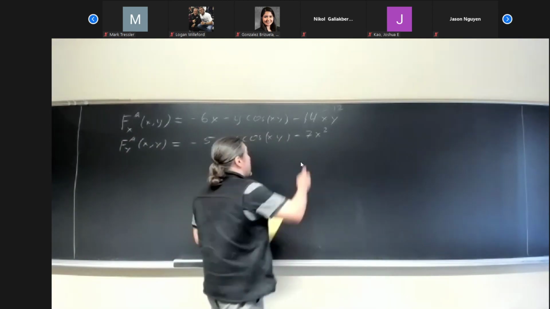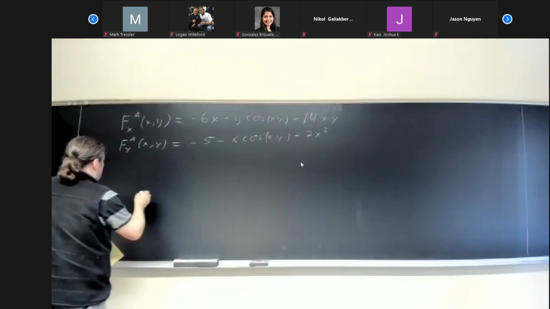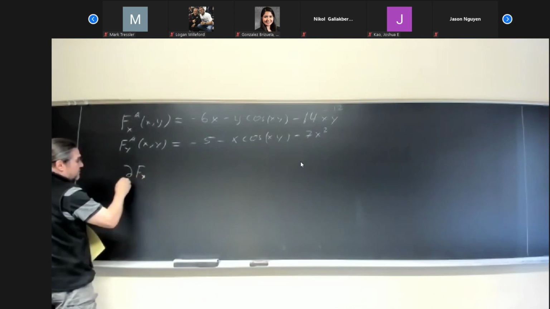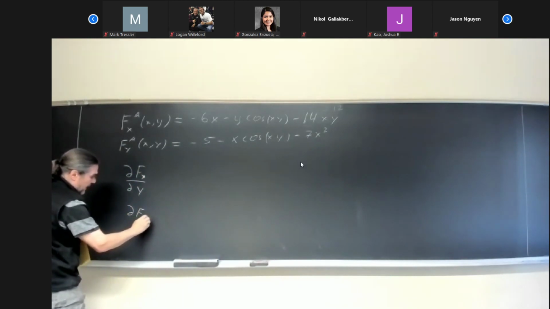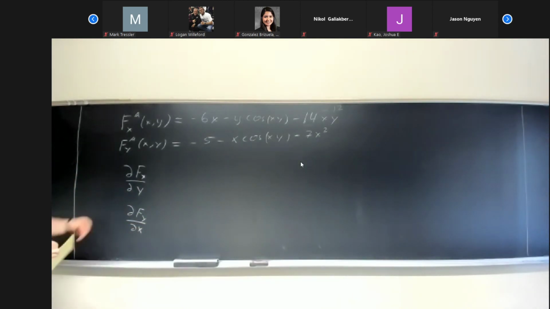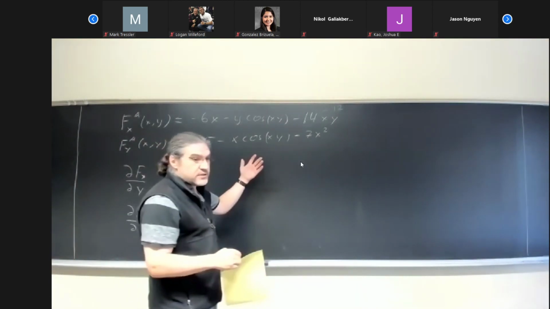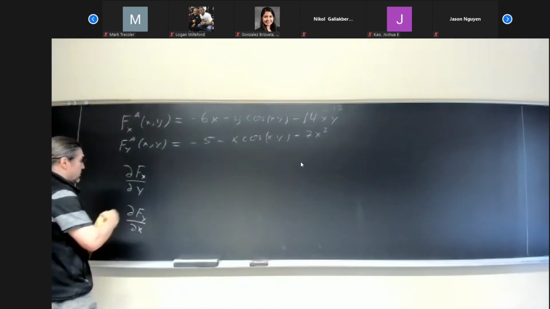And in order to check it, the only thing you need to do is take the derivatives, dFx with respect to y and dFy with respect to x, right? And if those two derivatives are the same, then it is a conservative force. If it's not the same, then it is not conservative. So all we need to do is just differentiate.